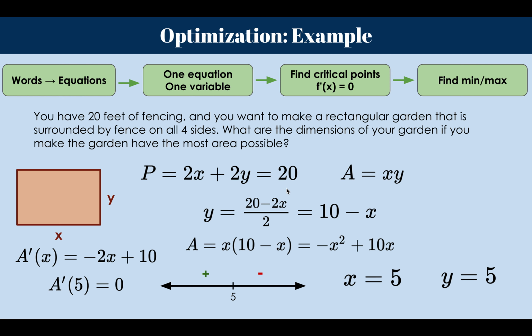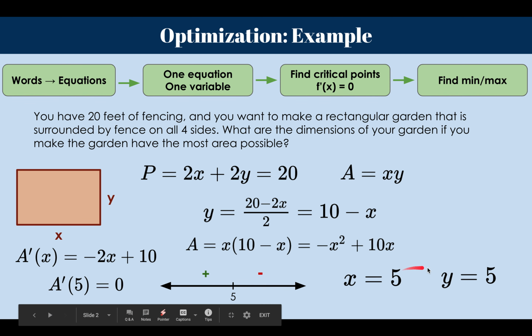So we just found out using optimization and derivatives that using 20 feet of fencing, the dimensions of a rectangular garden with the most area is 5 by 5 feet.